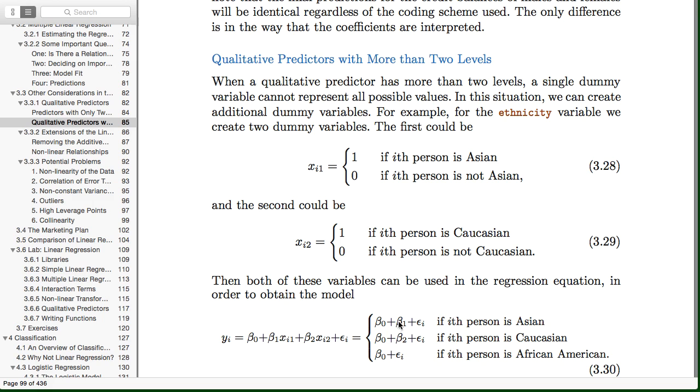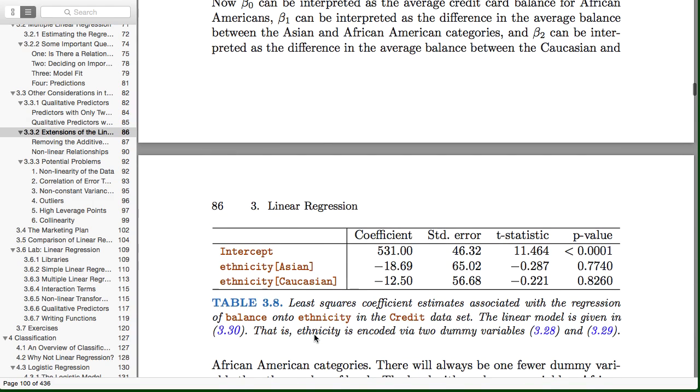And the base case, if these are both turned off, is going to be African American. So what we're going to get is the balance in beta naught, the balance for African Americans, and then we're going to get the difference in beta 1 for Asians and the difference for Caucasians. So let's see how that regression played out.